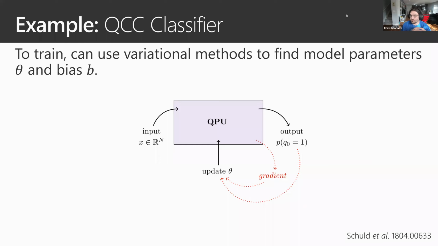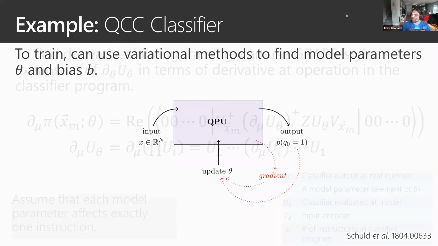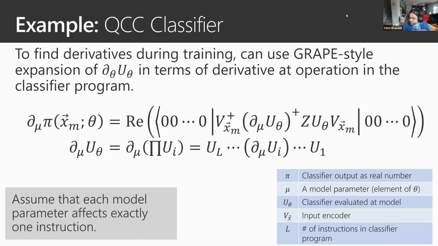So to train that, we need to find the right parameters theta, the right model parameters to classify our training set. And so we can use variational methods to find those model parameters and then to find the optimal bias. So we'll take our input, feed it through this quantum program, get an output, and use that to estimate gradients of our model parameters to improve our training. So let's break that down a little bit.